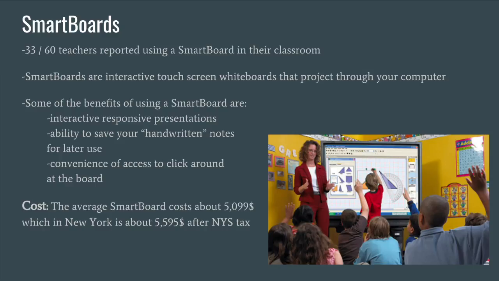Now, the average cost of a smartboard is about $5,099, which comes out to about $5,595 after New York State tax. In my opinion, smartboards are not really the best tech use that you can have. I kind of feel like they're just a very expensive surface level way to look like you're using tech integration, but they're not really the most efficient way. But I'll talk about that more in another video.